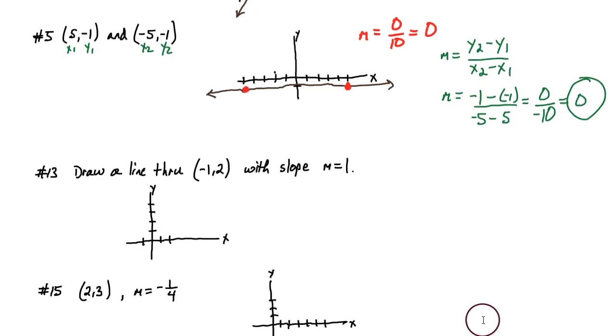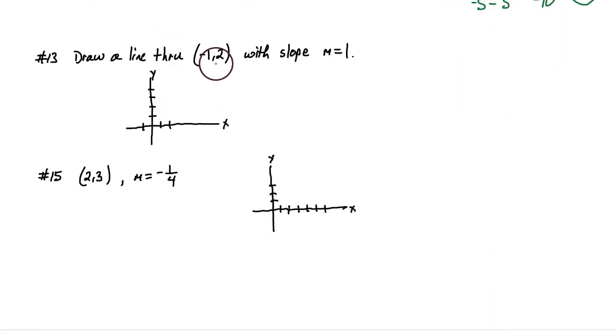Now number 13. We're asked to draw a line through the point negative 1 comma 2, and we want the slope of our line to be 1. So let's find the point negative 1 comma 2. Go to negative 1 on the x-axis, and then go up to positive 2 on the y-axis. There is negative 1 comma 2.